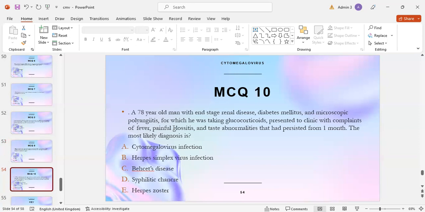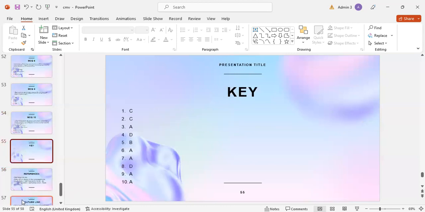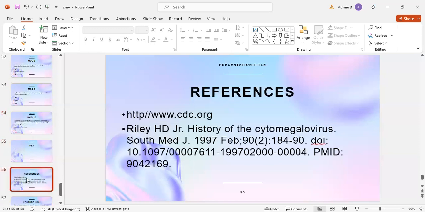10th MCQ is a 78-year-old man with end-stage renal disease, diabetes mellitus, microscopic polyangiitis, who was taking glucocorticosteroid, presented in clinic with complaint of fever, painful glossitis, and taste abnormalities that had been present for 1 month. The most likely diagnosis is A, cytomegalovirus infection, B, herpes simplex virus, C, Behçet disease, D, syphilis, or E, herpes zoster. Answer is A. This is the key of MCQs.